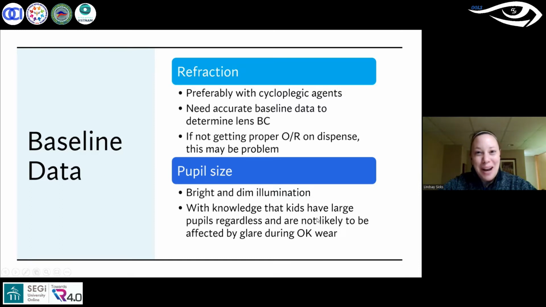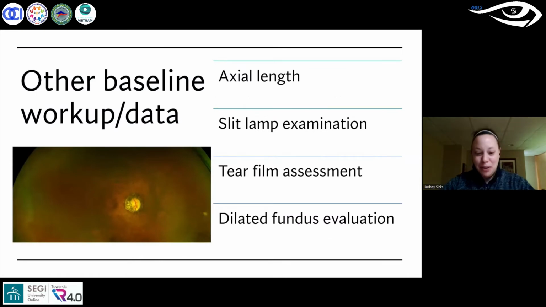I will say the opposite happens when I fit optometry students in orthokeratology. They spend a lot of time in dark rooms doing retinoscopy, and they're not as happy with that glare and flare and halos. So if any of you are thinking about doing Ortho-K, you may want to keep that in mind for yourself.